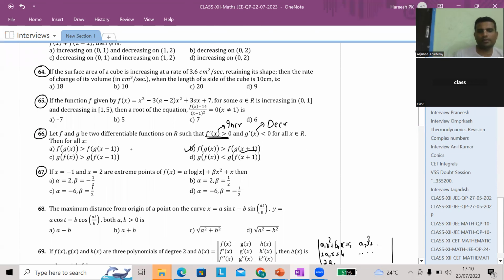Okay. 67th. Differentiate this. What do you get? Alpha 1 by x plus 2 beta x. At x equal to 2, see log mod x always. What is the definition of mod x? Mod x. Plus or minus x. Yeah, so when x is negative, you should write log minus x.